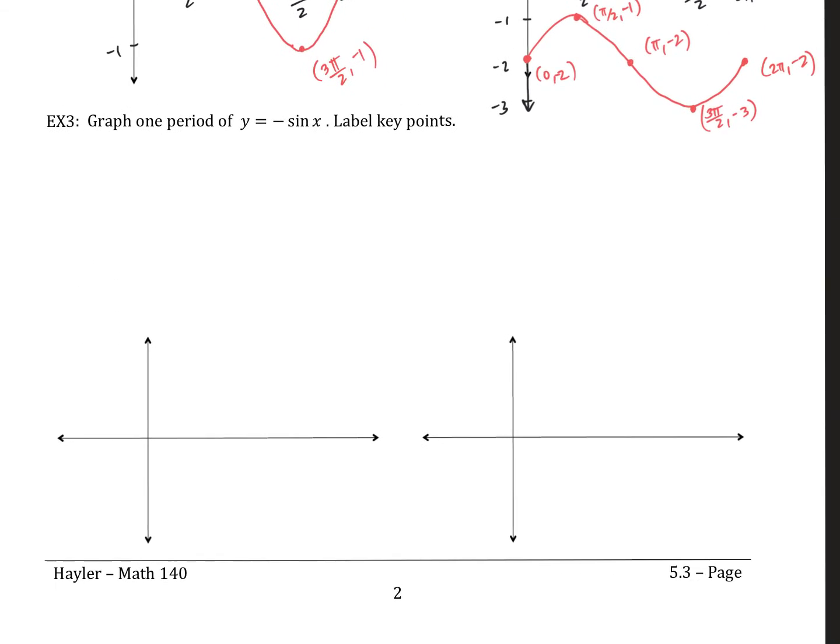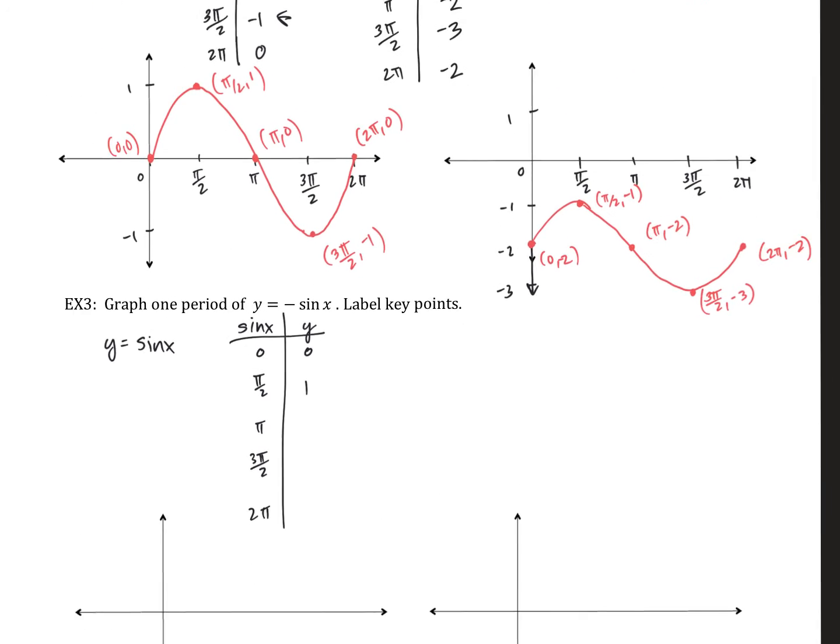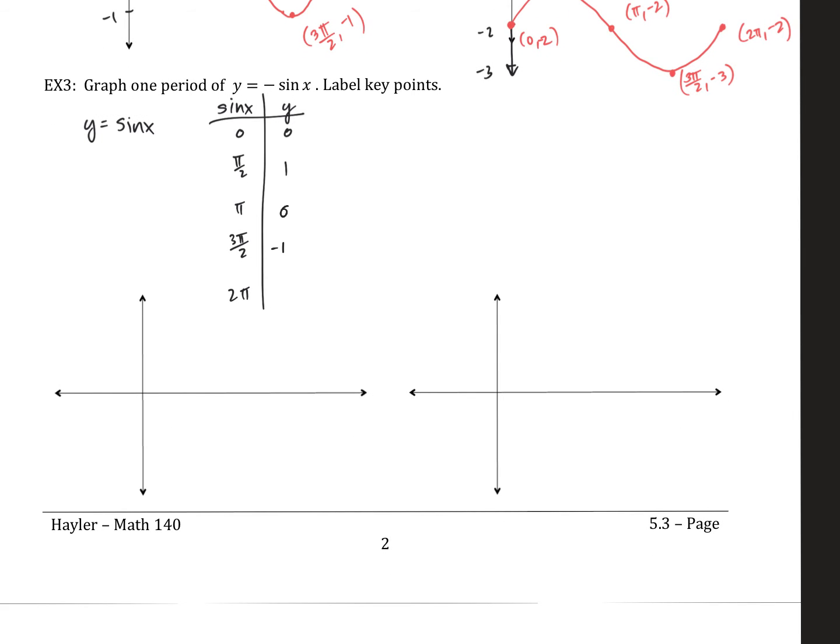Alright, now we're going to take a look at graphing one period of y equals negative sine x. I'm going to label the key points. So pretty much we always start with the parent function, which we already did before, but for good practice, let's go ahead and graph it again. So for sine, what are the main values we look at? 0, pi over 2, pi, 3 pi over 2, and 2 pi. And the starting values for sine are 0, 1, 0, negative 1, 0. Let's go ahead and graph that.